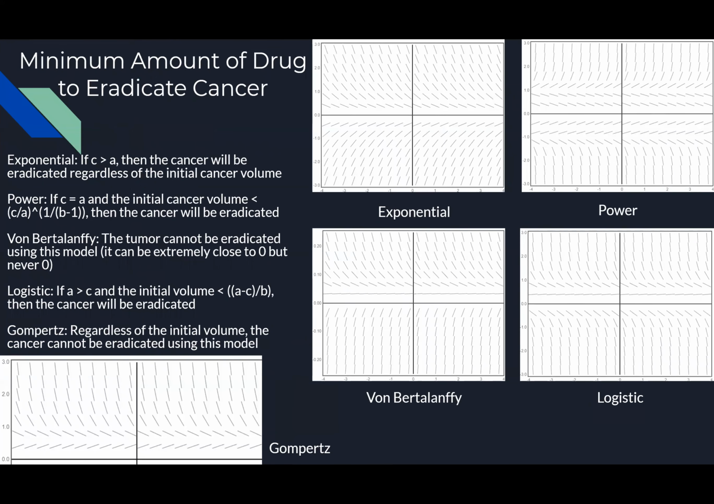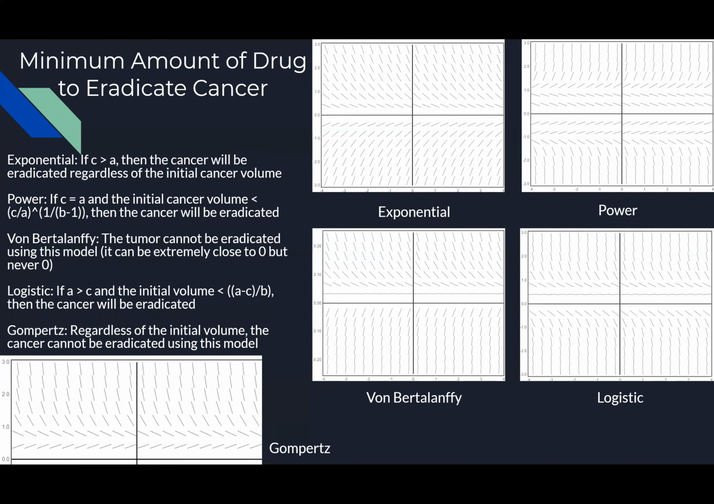Similarly, with the minimum amount of drug that will be needed to eradicate the cancer, for the exponential case, C must be greater than A, and it will always be eradicated in that case. Obviously, that is not the case in real life. For the power, C can be equal to A or greater than A to achieve eradication. However, for it to be equal to A, then it must be less than its equilibrium point.